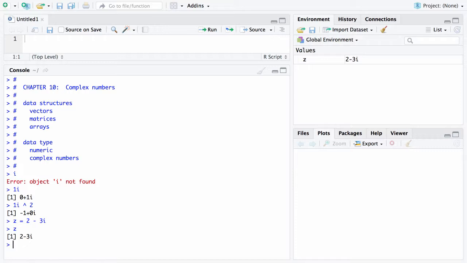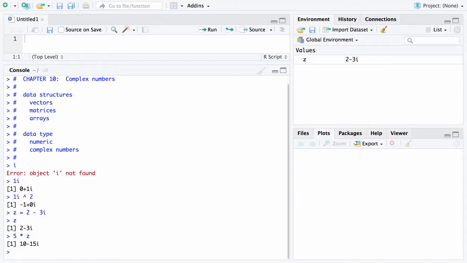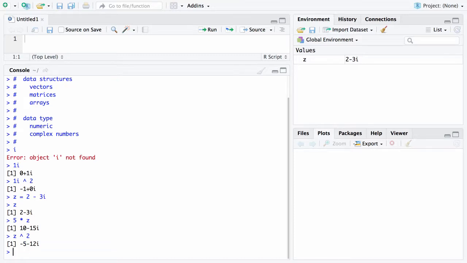What are some of the things you can do with a complex number? Well, one thing you can do is multiply it by a constant. I could take 5 times z, and I'll get 10 - 15i. The next thing you can do is multiply it by itself. So you can take 2 - 3i and multiply that by 2 - 3i, and you get -5 - 12i.